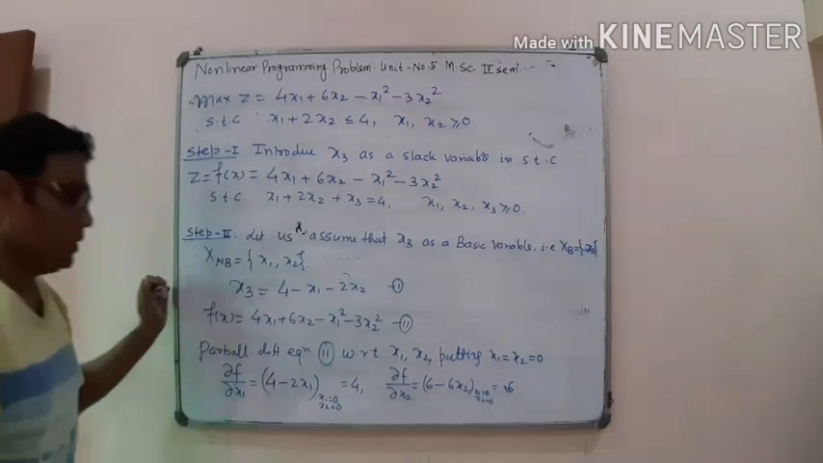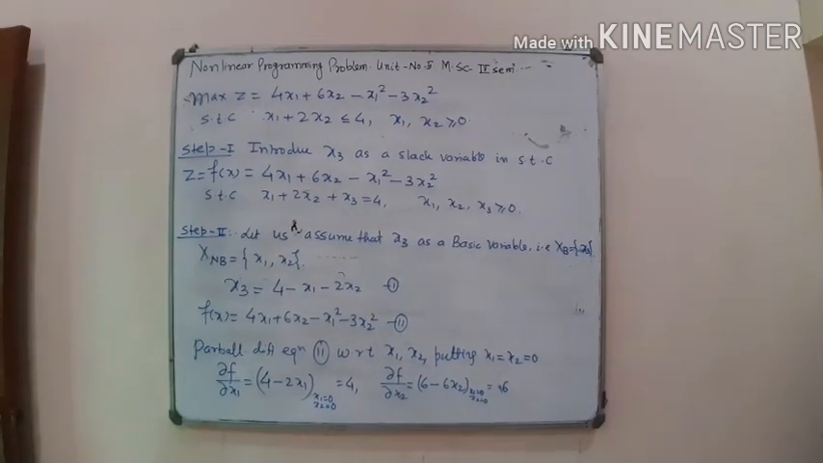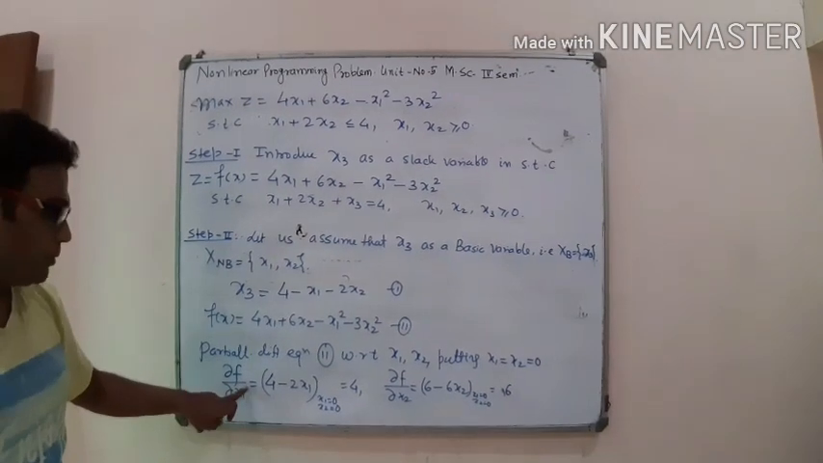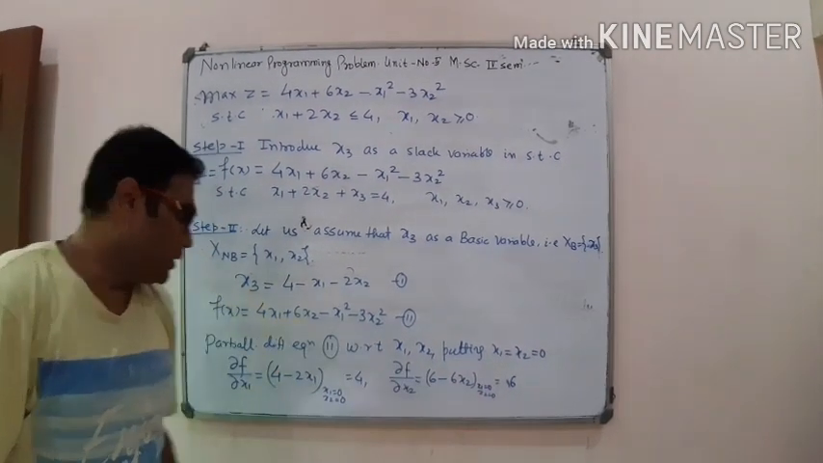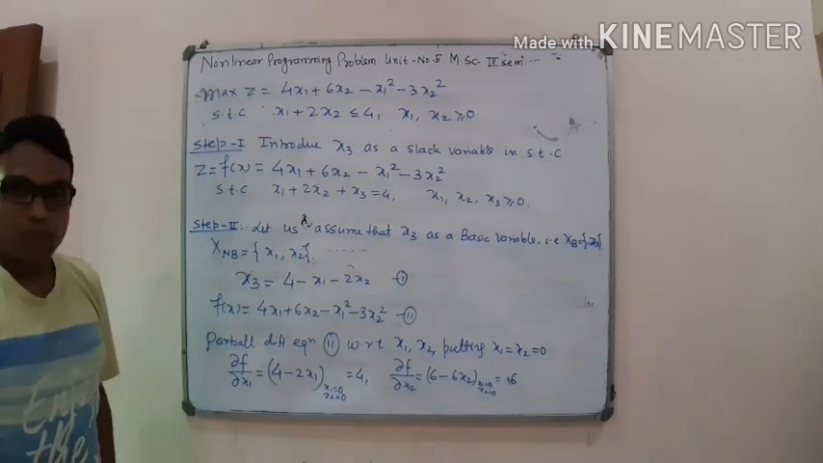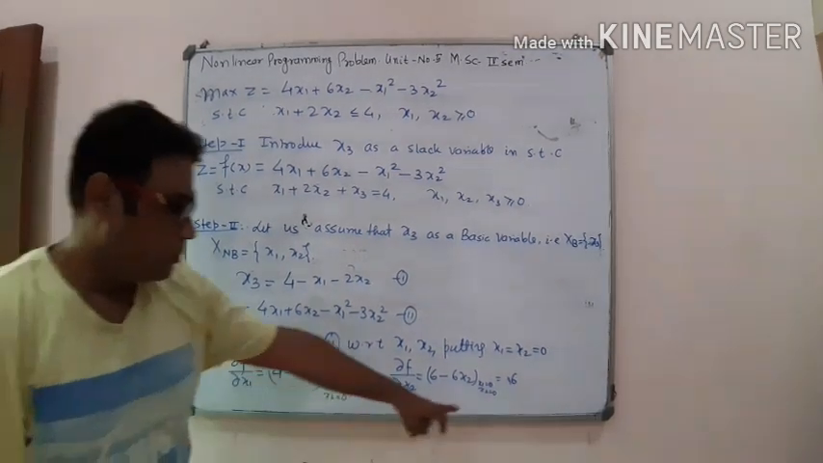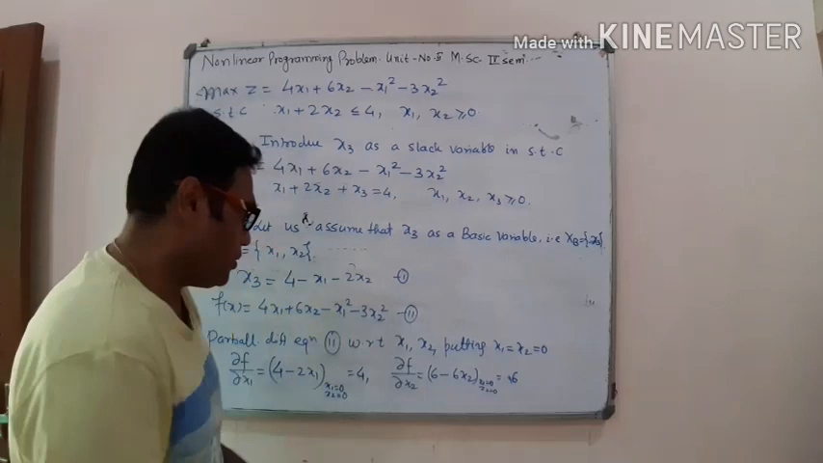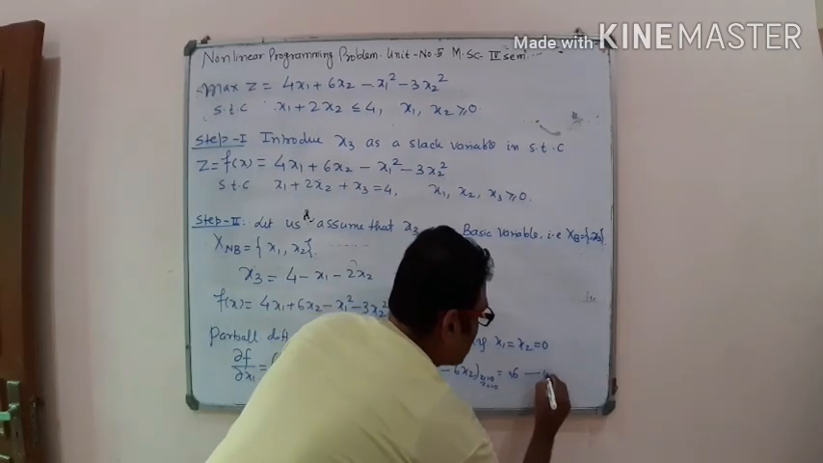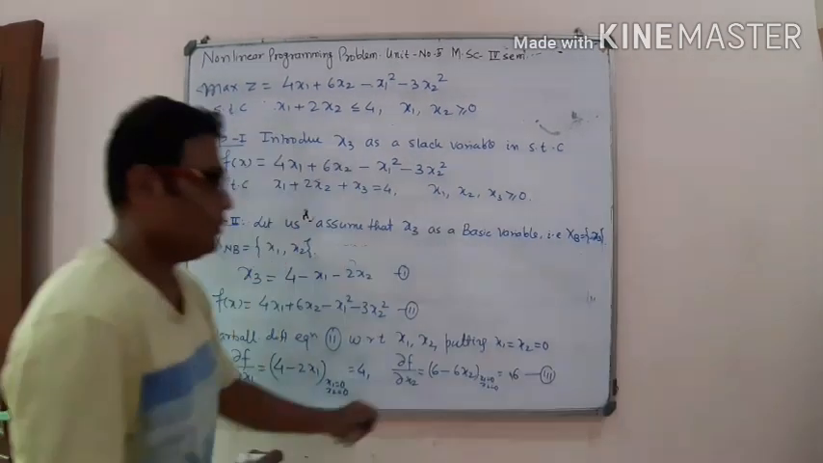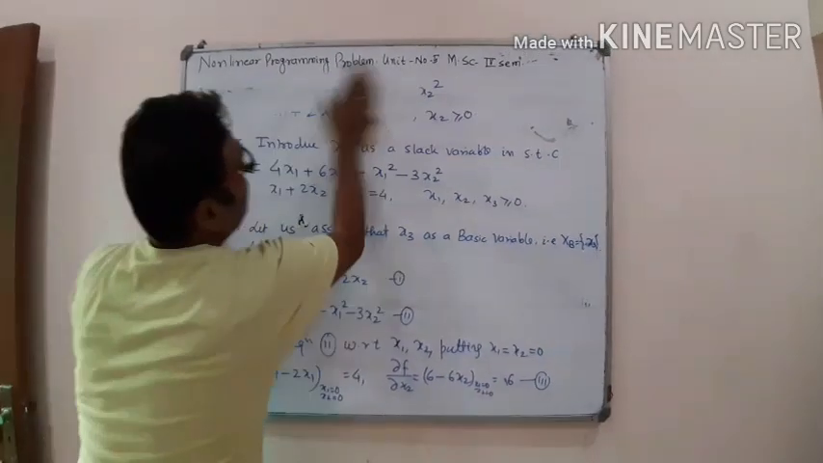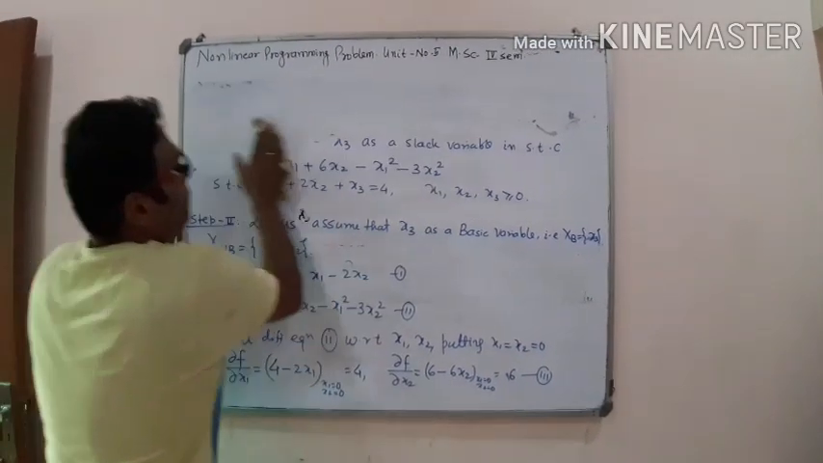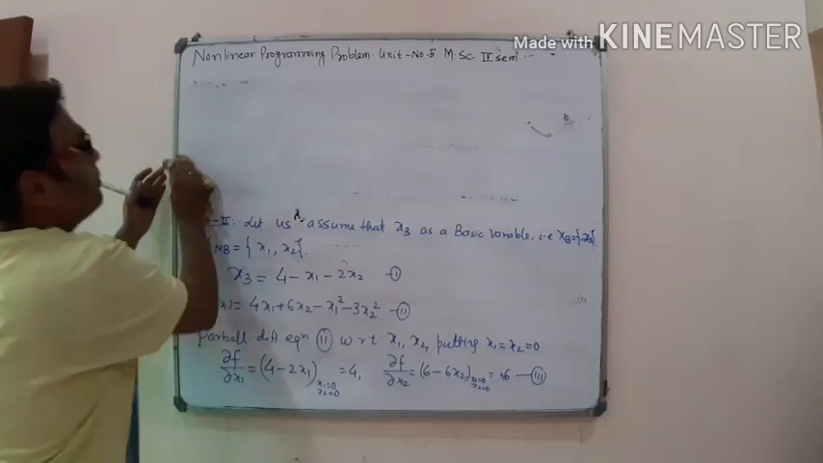And according to the condition, the partial derivatives at non-basic variable points are greater than 0, so we select the largest one. So here we observe that this is your largest one, say it is your equation number 3. So x2 enters into the basic set.